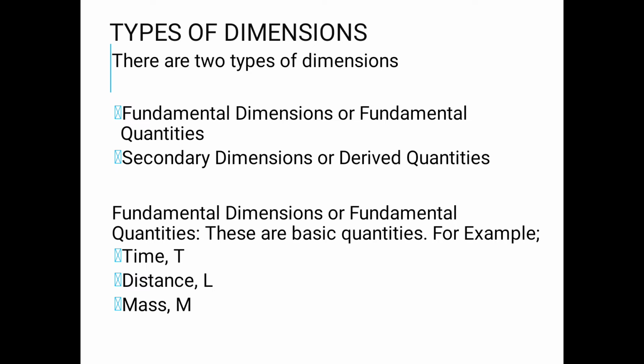Types of dimensions. There are two types of dimensions: fundamental dimensions or fundamental quantities, and secondary dimensions or derived quantities. Fundamental dimensions or fundamental quantities are basic quantities. For example, time, T, distance, L, mass, M.